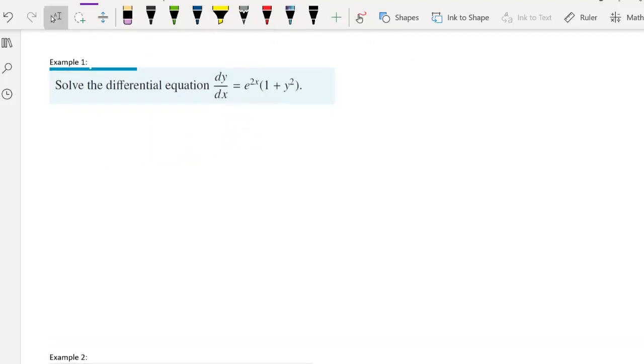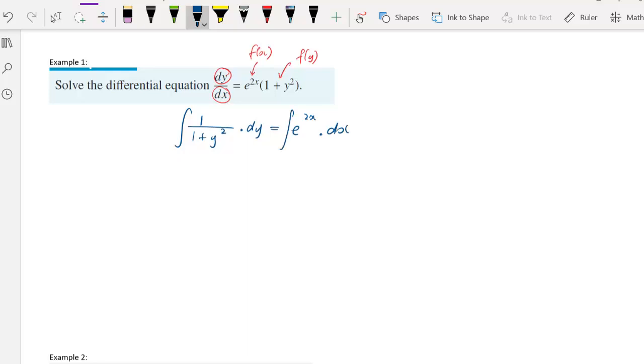So in example 1, we're looking to solve the differential equation dy dx is equal to e to the power of 2x bracket 1 plus y squared. Now what we've got here is a function of y. What we've got here is a function of x. And we want to group them with the appropriate change values. We want to bring the function of y over. So we've got 1 on 1 plus y squared and dy, and we have e to the 2x dx. So straight away in one step, we've got our two integrals that we need to solve.